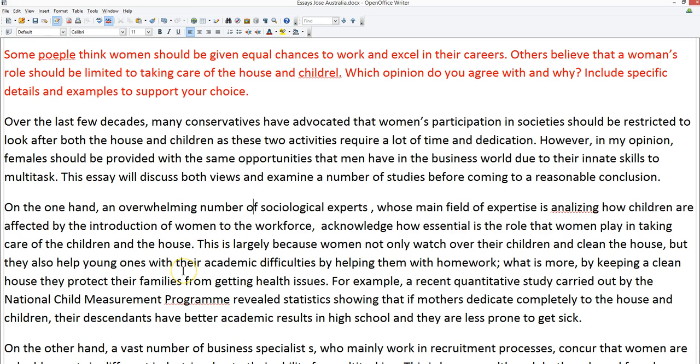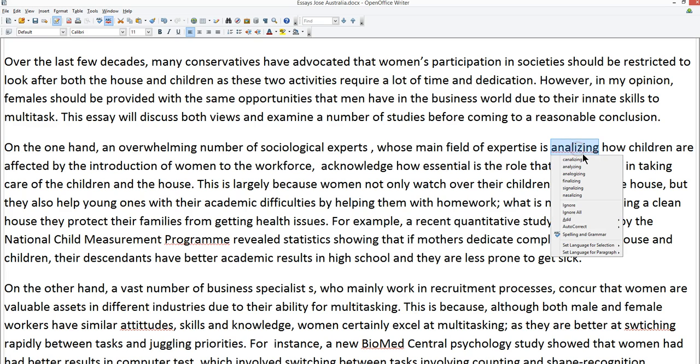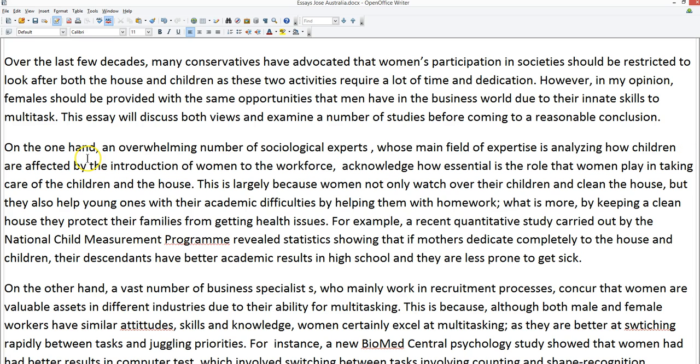So next thing. On the one hand, an overwhelming number of sociological experts, the main field of expertise, and is analysing, not analysing. I think you will find analysing means something else. How children are. Now, this is supposed to be a simple sentence to simply introduce the topic. Talking about an overwhelming number of experts analysing knowledge, this should be an example. This should explain your main idea. Apart from that, this sentence is far too long and complicated. We've got a main clause, a subordinate clause, and an object, so 3 separate clauses here, and I'm not sure what this actually means.